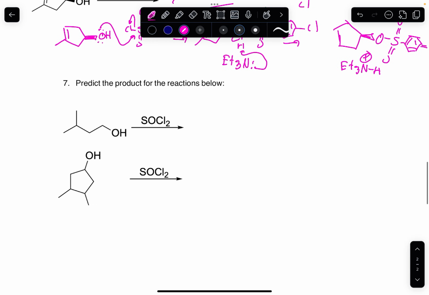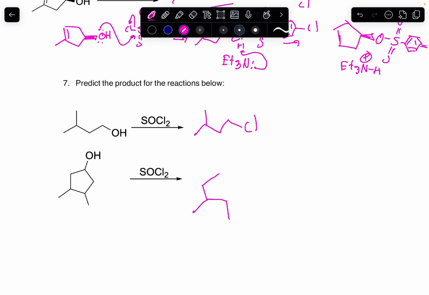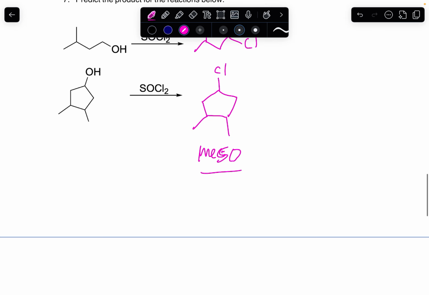Predict the product for the following reactions. SOCl2. This will react basically to replace an alcohol group with a chloride. It'll do the same thing here. This is a meso compound, so there's no stereochemistry. This is achiral, no stereochemistry. So that's it. I'll go ahead and show the mechanism since it's fun to do, I guess.